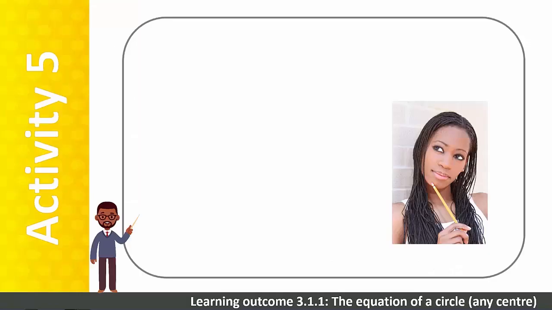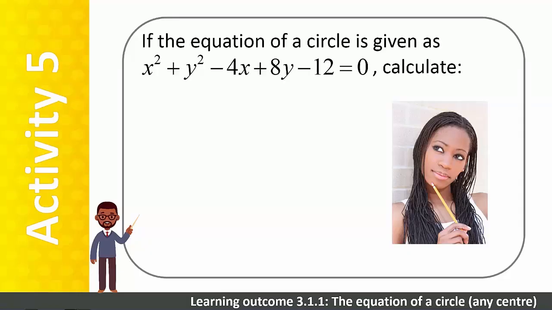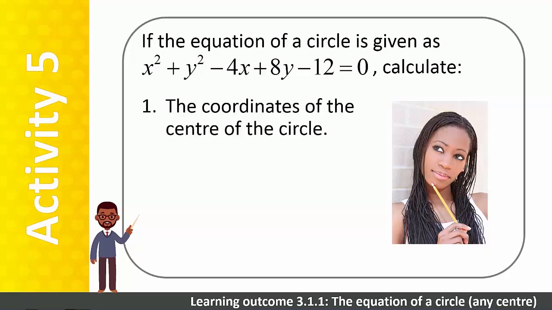The next activity requires us to complete the square. Work through the activity on your own or in pairs. If the equation of a circle is given as x squared plus y squared minus 4x plus 8y minus 12 is equal to 0, calculate, number 1, the coordinates of the center of the circle, number 2, the radius of the circle.